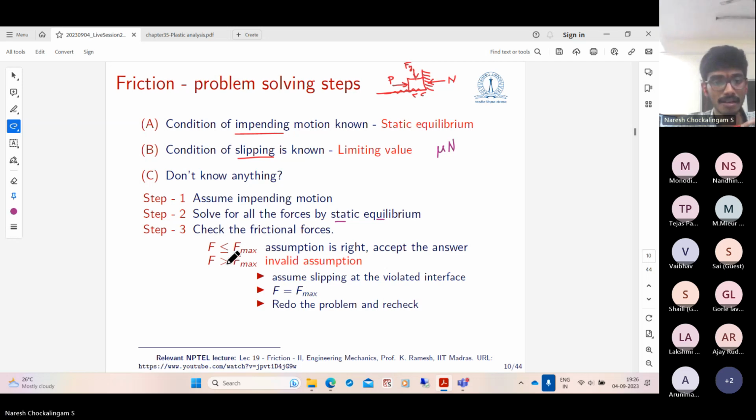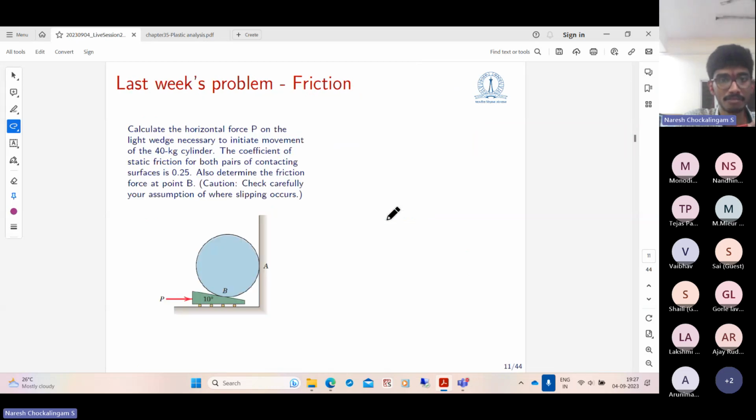If not, if the friction exceeded F max, that is not physically possible. So we have got an invalid assumption, which means there is actually slipping at some of the interfaces. In that case, you assume that slipping actually happens wherever the violation is happening. Then you redo the problem completely and check all the surfaces. This has to be done iteratively until you get a correct solution. This will become clearer when we solve this problem.